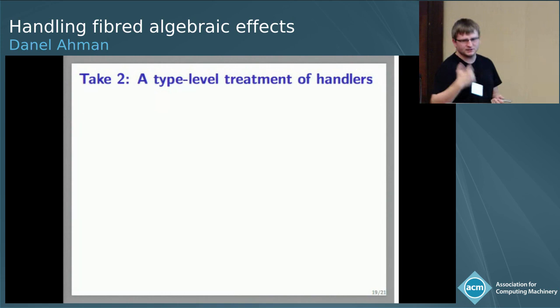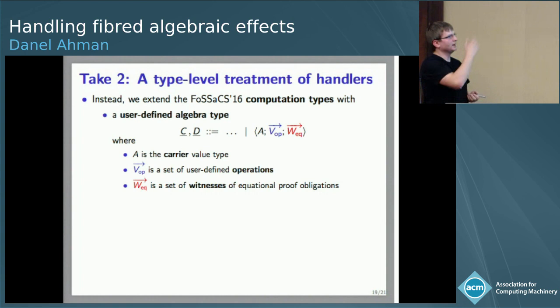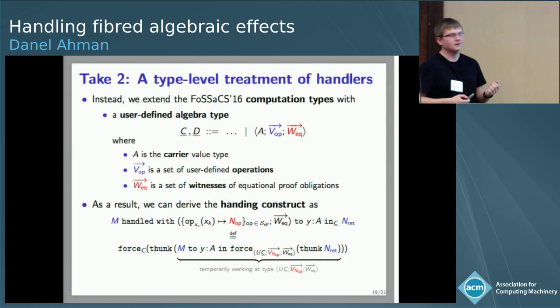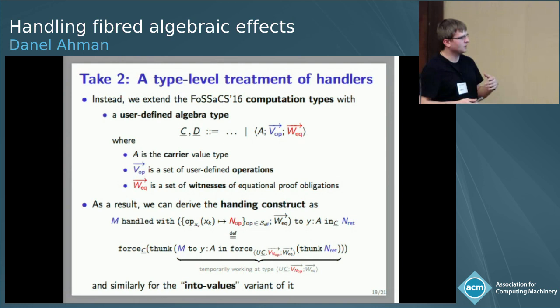We're just stealing the semantic structures, in the sense that we are extending our computation types with a notion of an algebra. And from that notion, we can just derive the handling construct, both for the computations and for the value part. And the trick is just temporarily moving into this user-defined algebra type, then using sequential composition, and then using thunking and forcing to go back into C. And so that's the conclusion slide.